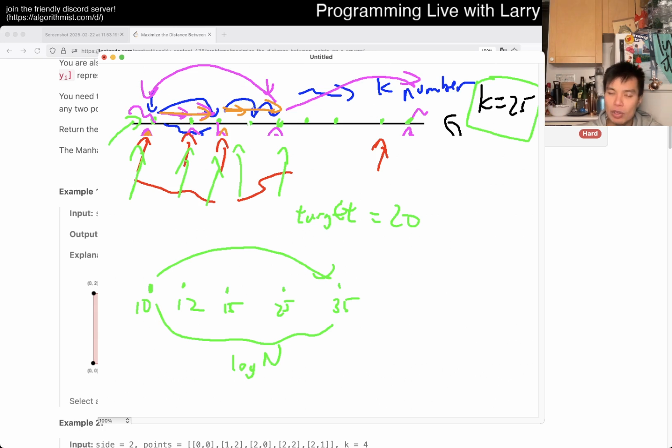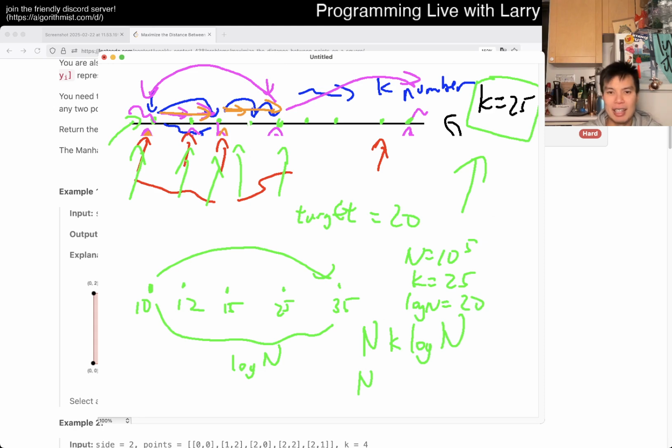As a result, because we only have k of these, or 25 of these at most, you're going to do at most k log n operations per start, right? So we have n starting points, and for each one we have k log n, and apparently that's fast enough. N is 10 to the 5th. Let me actually write that down: n is equal to 10 to the 5th, k is equal to 25, log n is going to be, say, 20. I don't know, right? And you could do the math, and it's going to be fast enough.